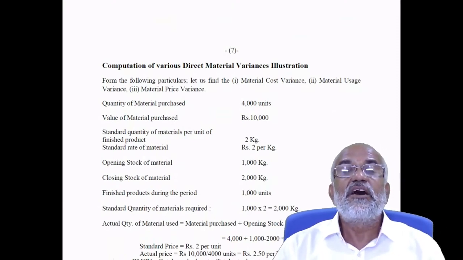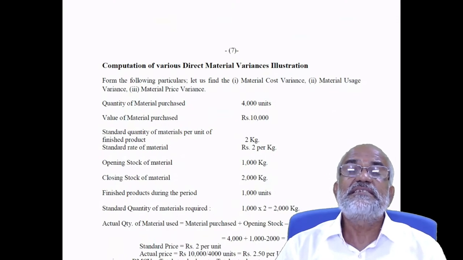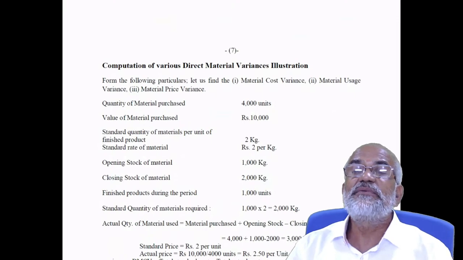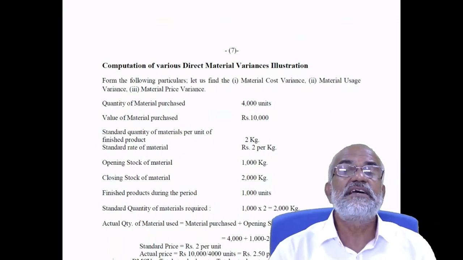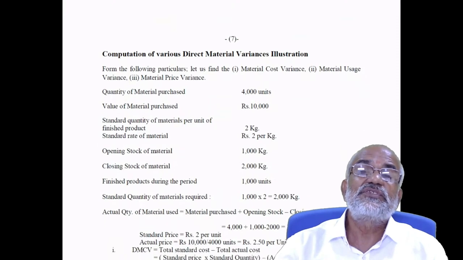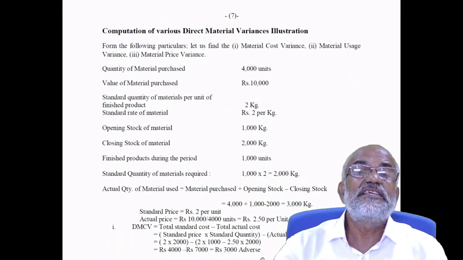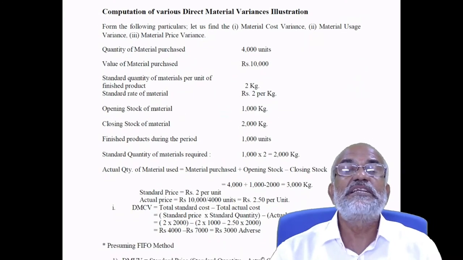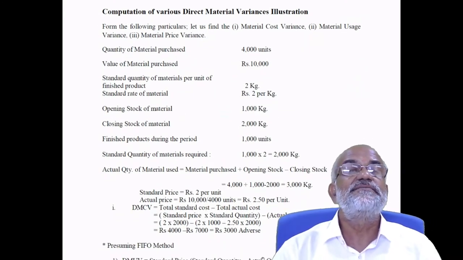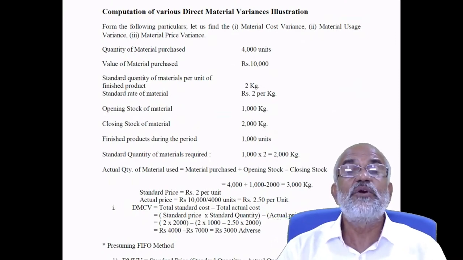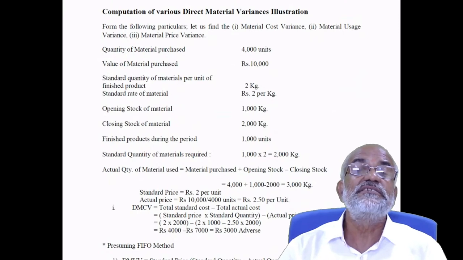Now the computation of various direct material variances. The illustration is from the following particulars. Let us find out the material cost variance, material usage variance, and material price variance. The quantity of material purchased is 4,000 units. The value of materials purchased is rupees 10,000.